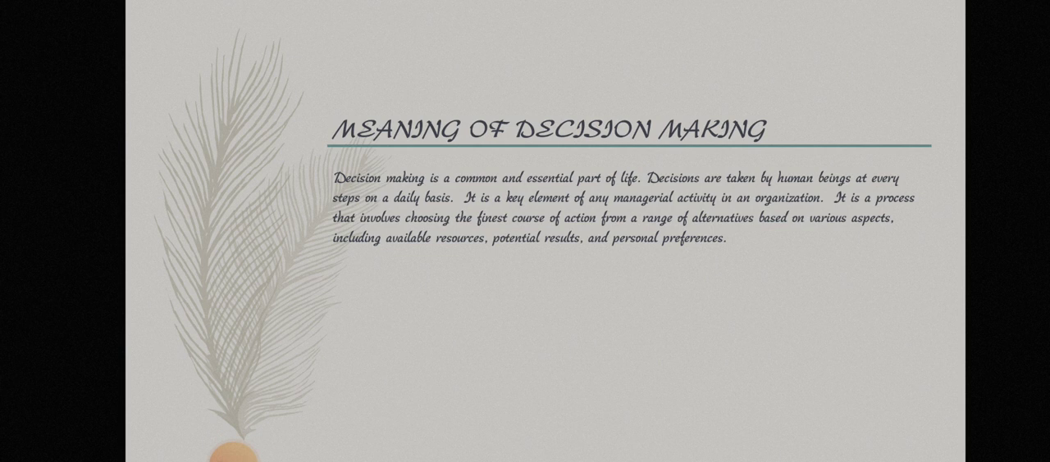Intro. Decision making is a very common and essential part of our life. Every human takes decisions in daily life, and in administration or management there are some key elements of decision making. One key element is the basic one, that is decision making, and it is a process that involves choosing the finest alternative based on various aspects including resources, potential results, and personal preference.